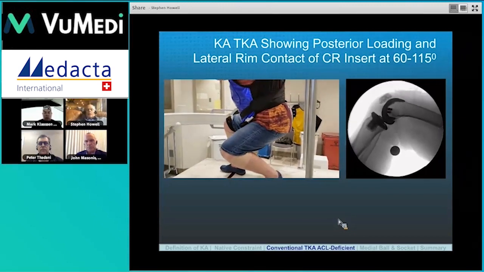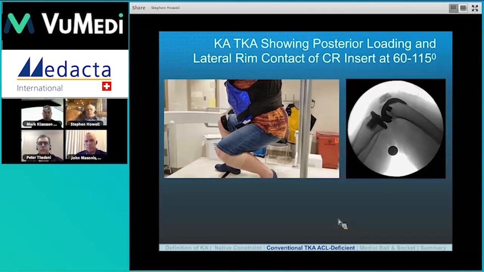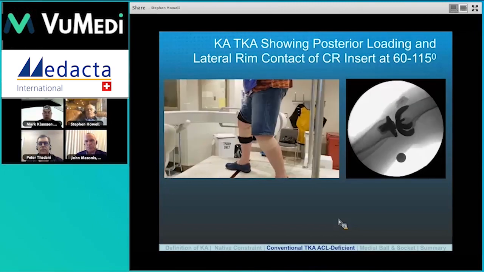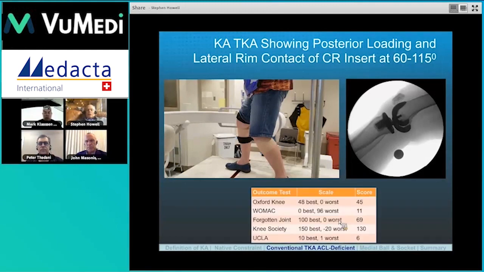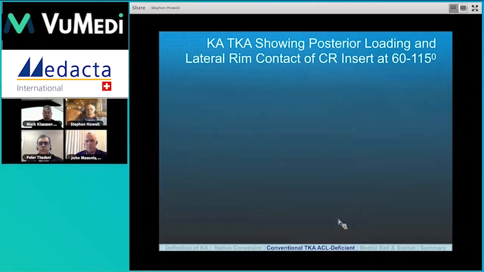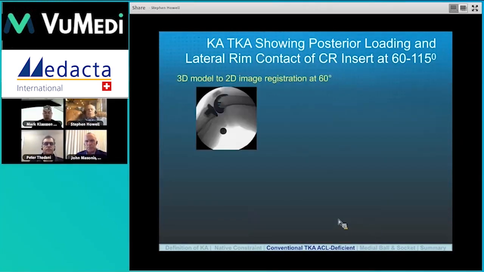Here's the patient bending, and although it's very hard to see with the fluoro, we can go ahead and look at the 3D positions in a moment. But before we do, I want to share with you that this patient was randomly selected. The Oxford score is 45, the WOMAC score is 11, the Forgotten Joint score is 69, and the Knee Society score is 130, and her activity level is UCLA of 6. This is, by all rights, a very good knee.